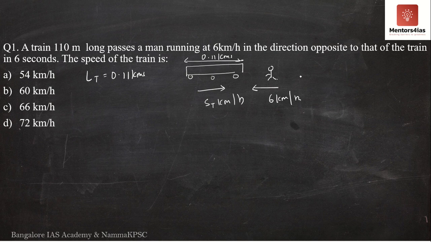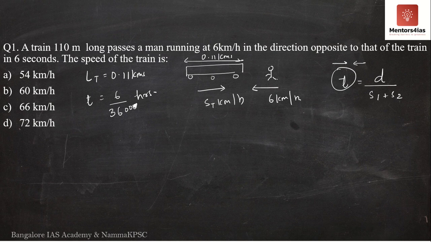Now I'm pretty sure everybody knows, even with respect to several other problems that we have solved under time, speed and distance, whenever you have two entities moving in opposite direction, then the time taken by them to meet each other or to cross entirely will be nothing but the total distance divided by the sum of their speeds. Now time taken by the train to cross the man entirely is nothing but 6 seconds. Therefore time is 6 seconds, or 6 by 3600 hours.